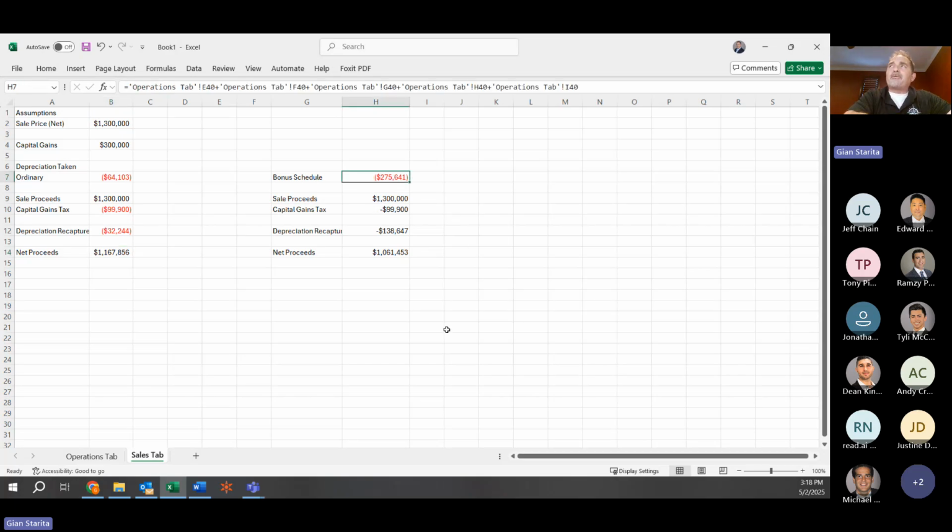Let's say we took that accelerated depreciation, right? We were pretty psyched. We didn't pay taxes on 275,000 in income. We got that phantom write-off. We sell it for 1,000,003. We pay the same 99,900 in capital gains. Your depreciation recapture just jumped. Instead of being 32,244 bucks, you're now paying back $138,647. So you can see how the depreciation recapture tax number might be significantly higher than your capital gains exposure.